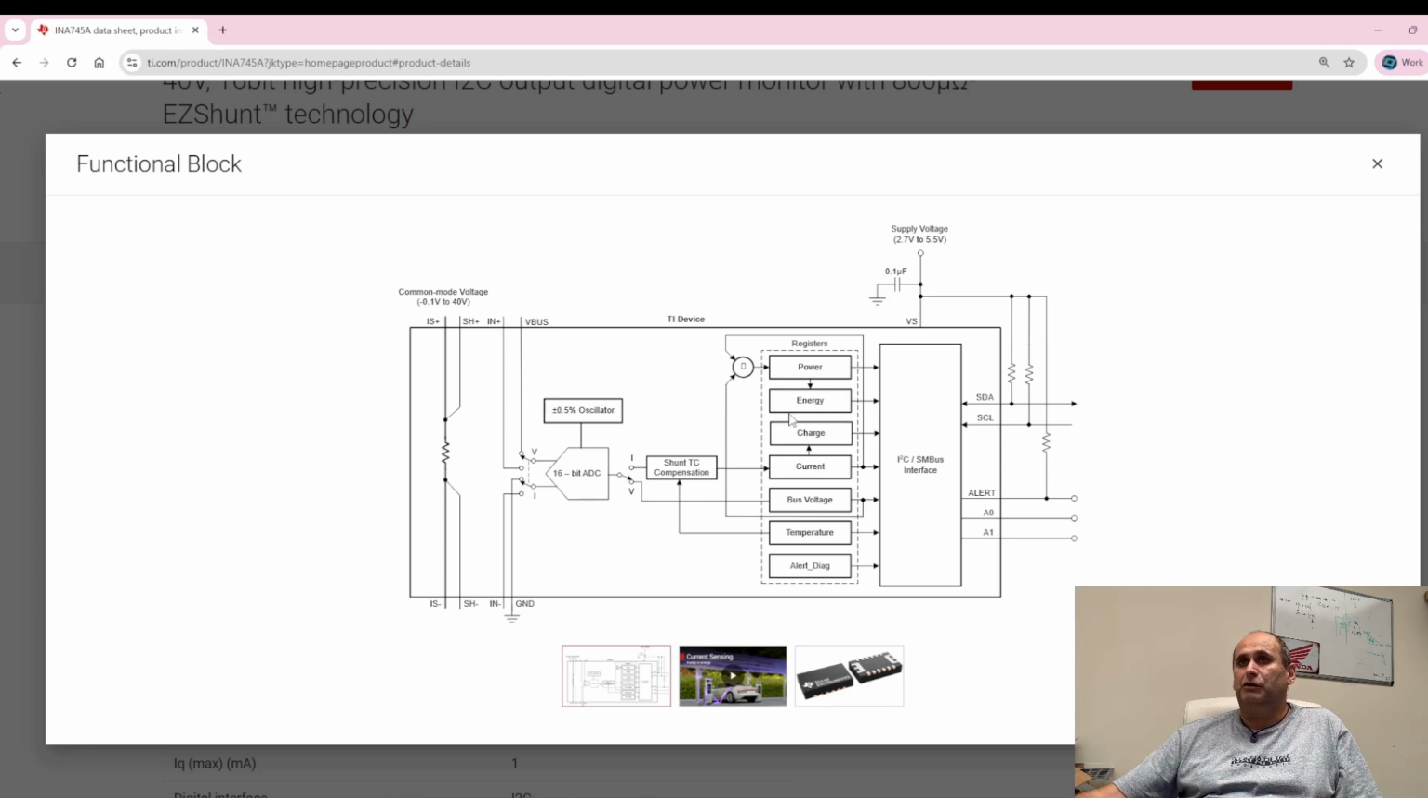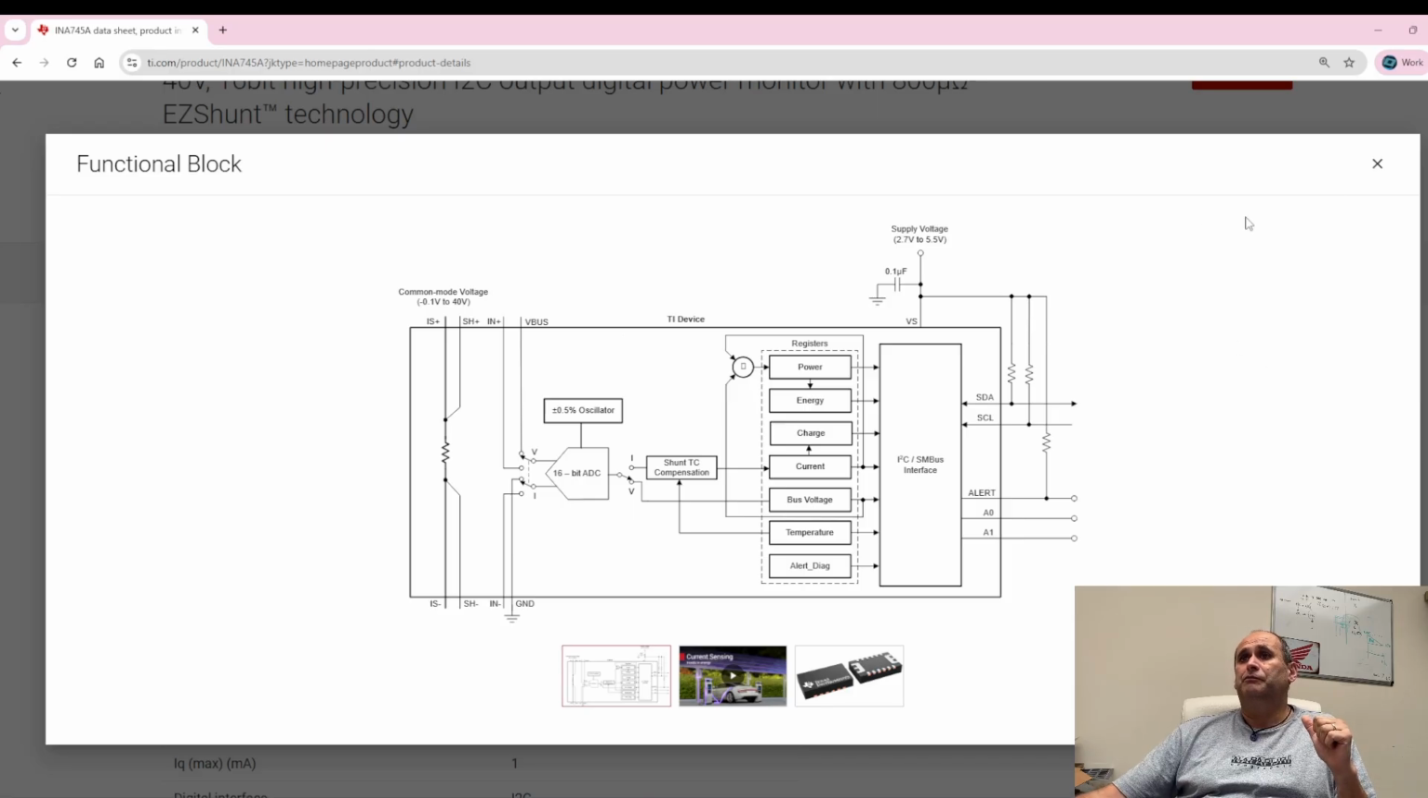Here it shows what you can monitor. You can monitor power, you can monitor energy. Energy means you can accumulate energy over time, so I guess it must have some accumulator. Charge, current, bus voltage, it samples the voltage here. Not to mention the common mode voltage of 40 volts. So this will be fantastic in industrial applications.